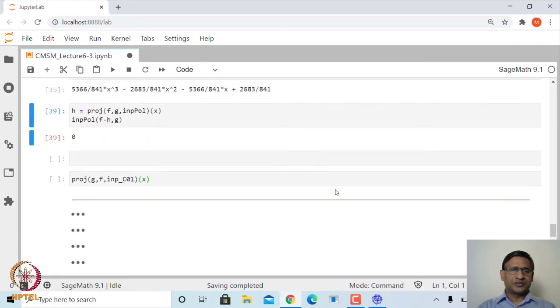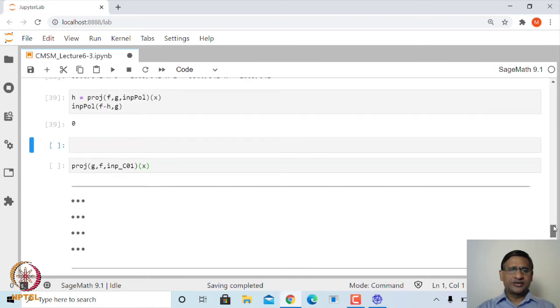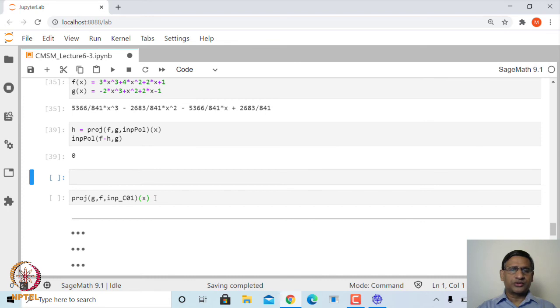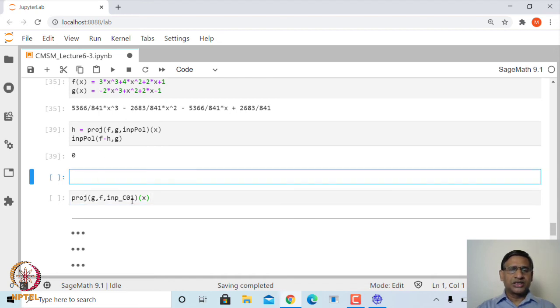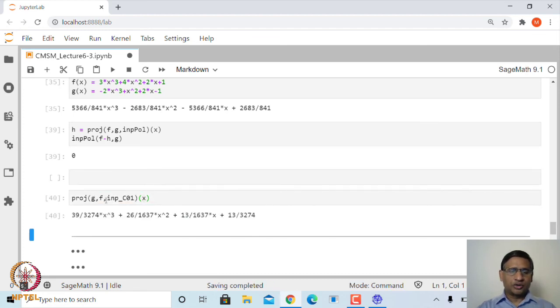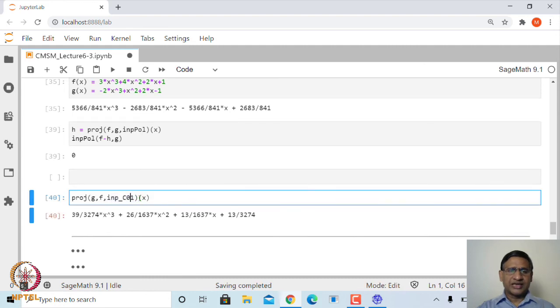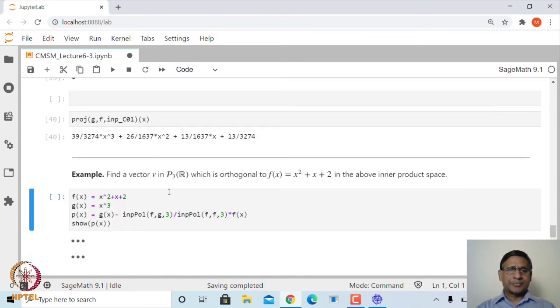Similarly, let us take the same polynomials f and g, we can define what is the orthogonal projection of f onto g with respect to the inner product that we have defined on C[0,1]. So, these polynomials f and g can also be thought of as elements of C[0,1]. So, if I take the orthogonal projection of g onto f with respect to this inner product, that is the inner product which is the integral from 0 to 1 of f(x) g(x), that is this one, right. Similarly, let us take another example.